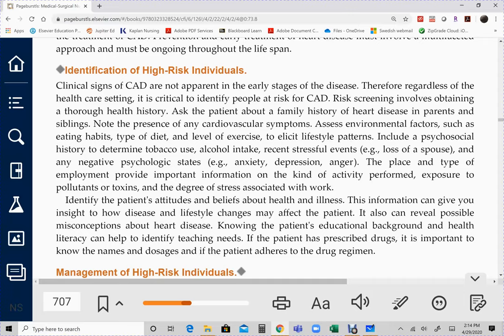We educate those individuals, or let's say middle-aged African Americans, for instance, could be a good target, or a group of Caucasian men in the Midwest, for instance. Okay, since they have a high risk factor for not only hypertension but also for heart disease, those are your targets.